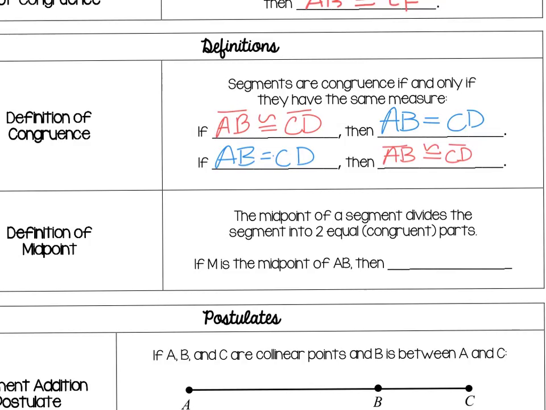Moving on to the definition of midpoint. So the midpoint of a segment divides a segment into two equal or congruent parts. So if M is the midpoint of AB, then AM is equal to MB. So just a quick visual here. If you had AB and M was the midpoint, then AM is congruent to MB, and it divides that segment into two equal or congruent parts.